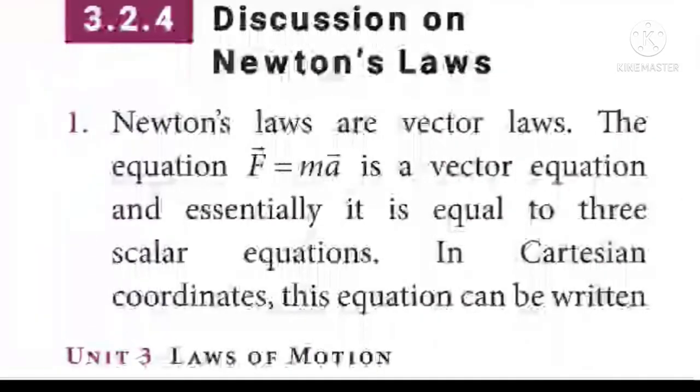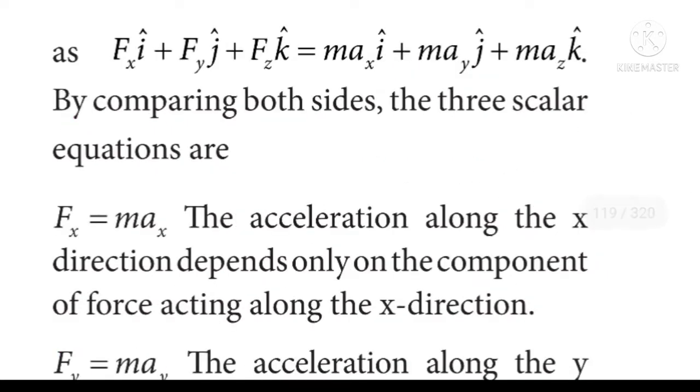Next, we are going to see the discussion on Newton's laws. First point, Newton's laws are vector laws. The equation F vector is equal to m into a vector is a vector equation, and essentially it is equal to three scalar equations. In Cartesian coordinates, this equation can be written as Fx i cap plus Fy j cap plus Fz k cap is equal to max i cap plus may j cap plus maz k cap. Now we have to compare both sides. Then we will get three scalar equations.